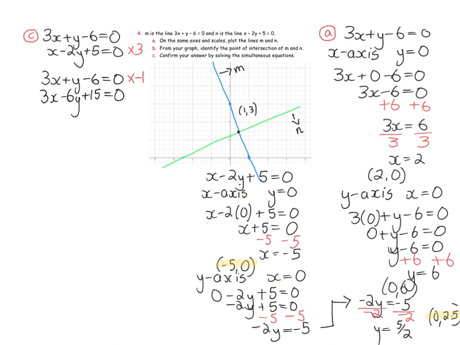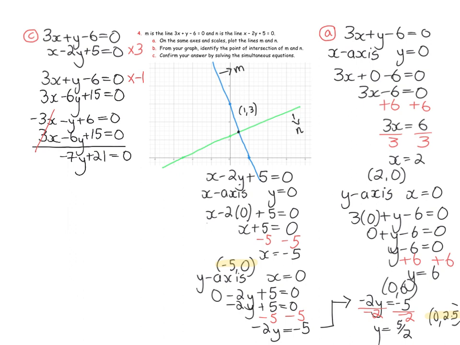What we'll get then is minus 3x minus y plus 6 is equal to 0, and the bottom line will stay the same, so it will be 3x minus 6y plus 15 is equal to 0. Because the signs are different and the numbers in front of the x are the same, we can eliminate the x. So we get minus 3x plus 3x will give us 0x, so we can leave that like that. Minus y minus 6 will give us minus 7y, and 6 plus 15 will give us 21.